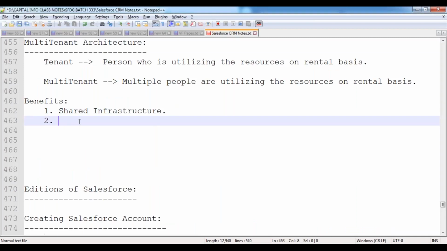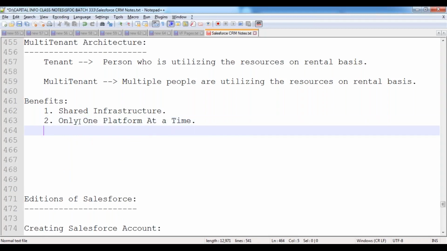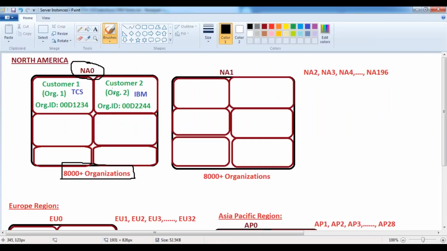Now, the second one: only one platform at a time. What do you mean by only one platform at a time? Suppose, for example, there are 8,000 organizations available. Today, for example, Salesforce is giving a new release.